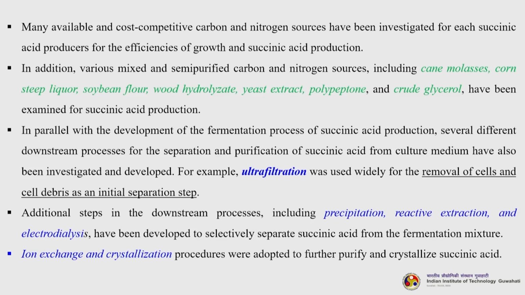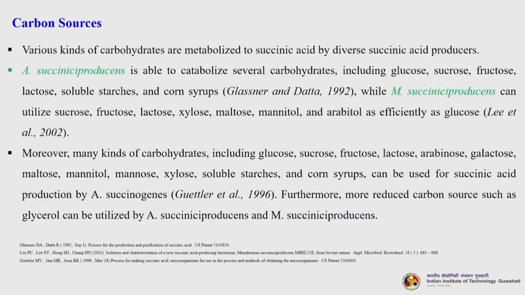So, additional steps in the downstream processes including precipitation, reactive extraction and electrodialysis have been developed to selectively separate succinic acid from the fermentation mixture. Ion exchange and crystallization procedures were adapted to further purify and crystallize succinic acid. We will talk about some of the carbon sources from where succinic acid can be produced.